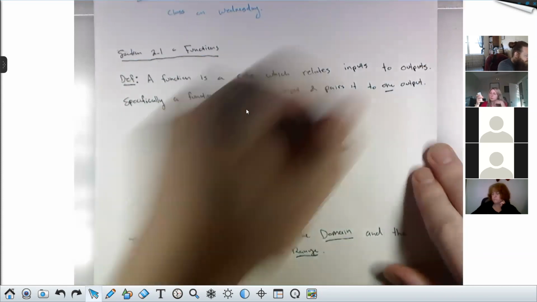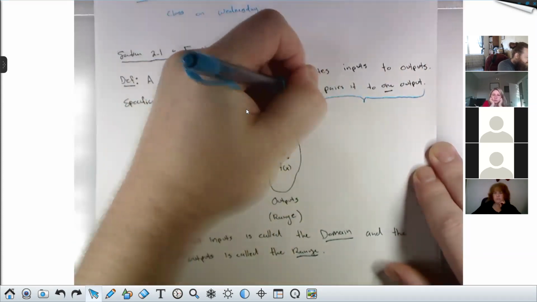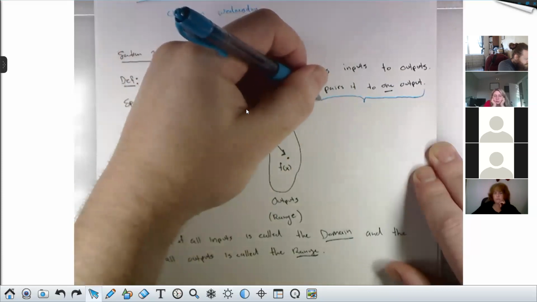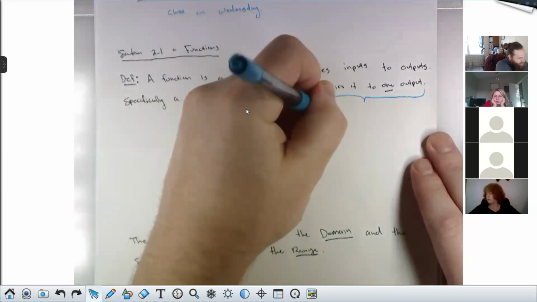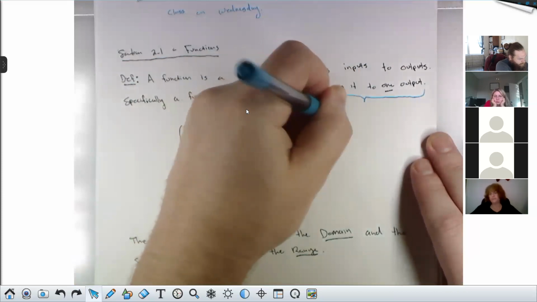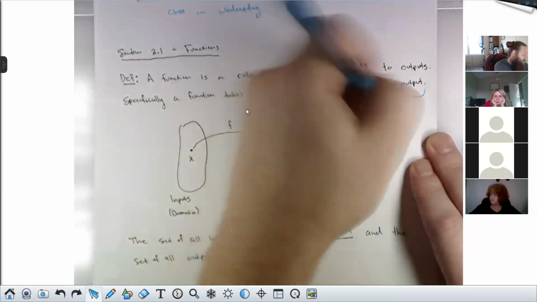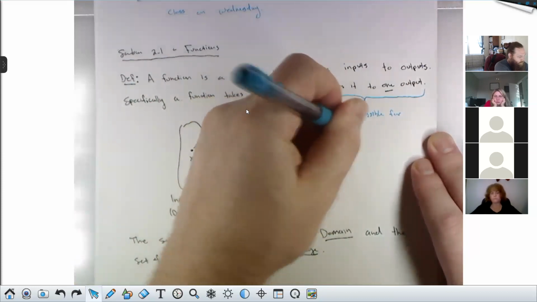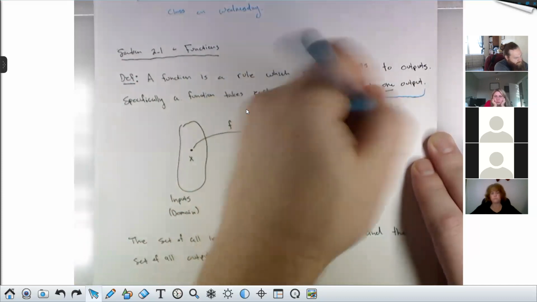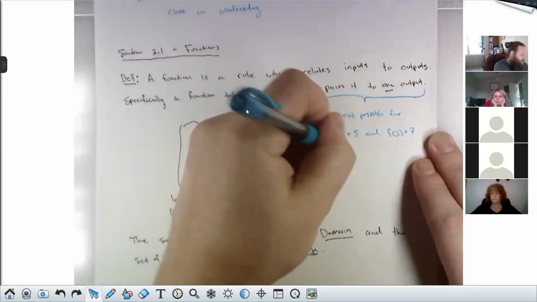So maybe before I run off to talk about notation, we should just look at a quick little example of how this can go wrong. This means it is not possible for f of 3 to be 5 and f of 3 to be 7, because there's one input.